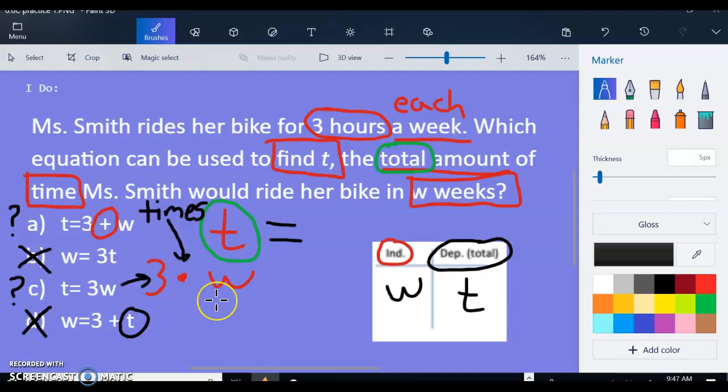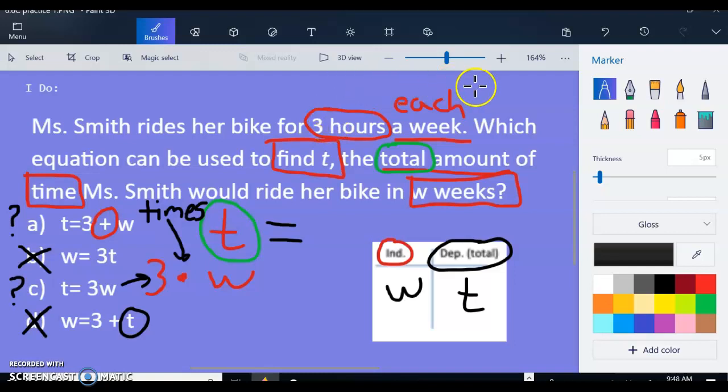So now we have to figure out if the relationship is going to be additive like answer choice A, or is it going to be multiplicative? Answer choice C. Let's go back to our question. Let's read this first sentence here. It says, Miss Smith rides her bike for 3 hours a week. And I put each up here. Okay, she rides her bike for 3 hours each week.